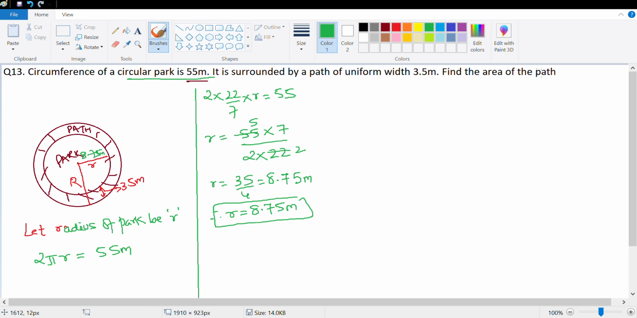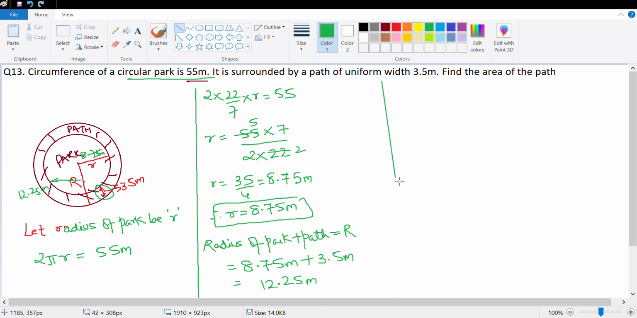Next, find the area of the path. So area of the path would be area of the bigger circle minus area of the smaller circle. Let's write the radius first, and then we'll calculate the area. So the radius of park plus path, capital R, will be 8.75 meter plus the width 3.5 meter, which is 12.25 meter. So the bigger R is 12.25 meter.